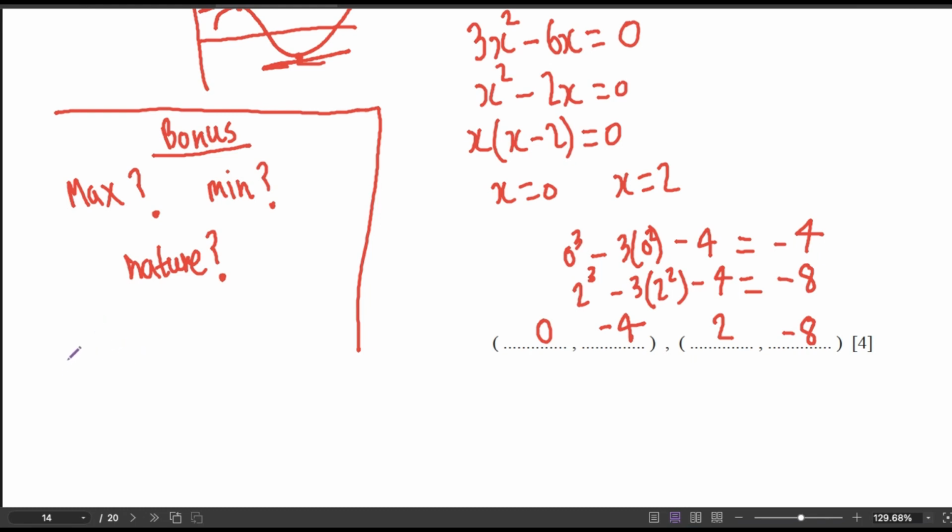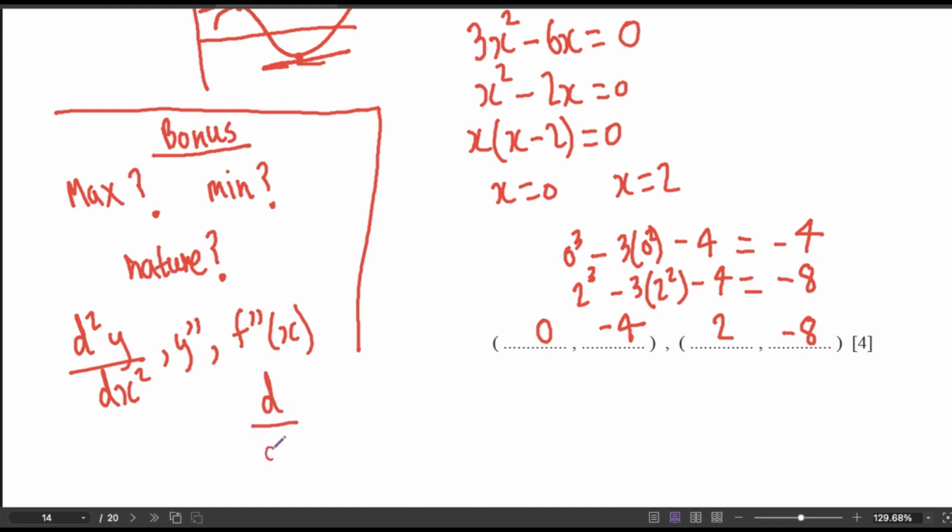Well, what we do is we take the second derivative. You write it as d squared y by dx squared. That's just the notation. Or you could write y prime prime or f prime prime of x. And all it is, you just take the derivative of the derivative that you already have.